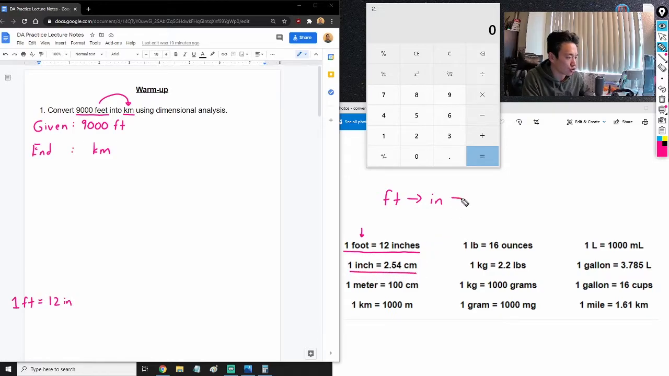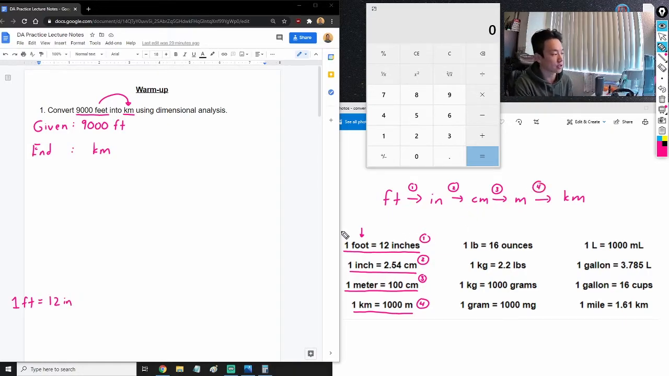So we can go from inches to centimeters using this second one. And then we can go from centimeters to meters, right? That'll be the third one. So we can go from centimeters to meters. And then lastly, we can go from meters to kilometers. So we can get from feet to kilometers by using these equations. We can go from feet to inches. Using equation 1, we can go from inches to centimeters, using equation 2 we can go from centimeters to meters, using equation 3, and then we can go from meters to kilometers using equation 4. So we're going to be using a total of 4 different fractions here in order to get us from feet to kilometers.